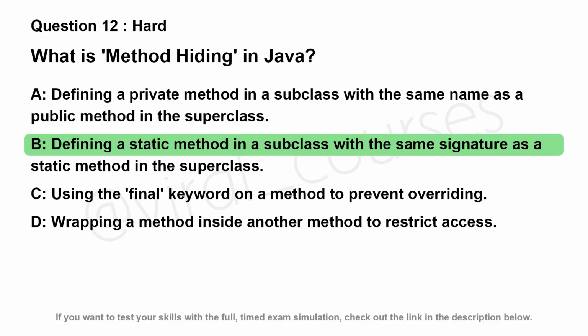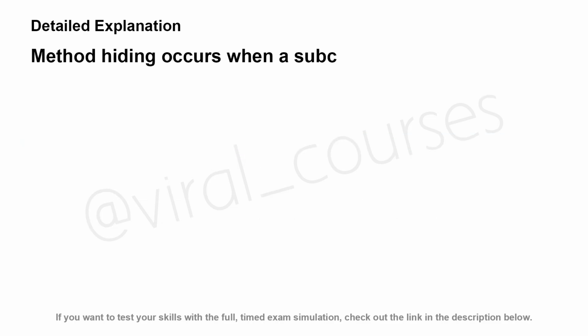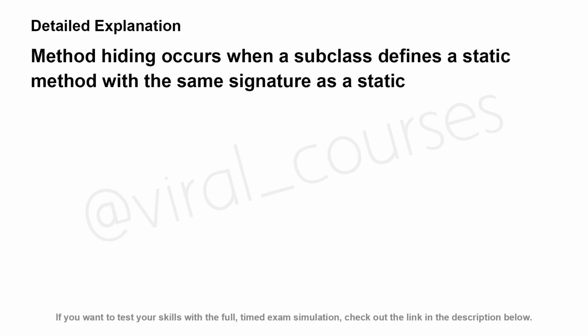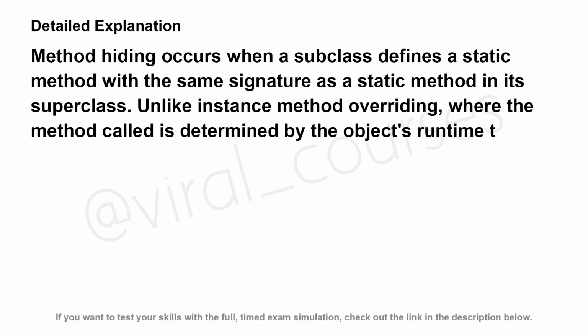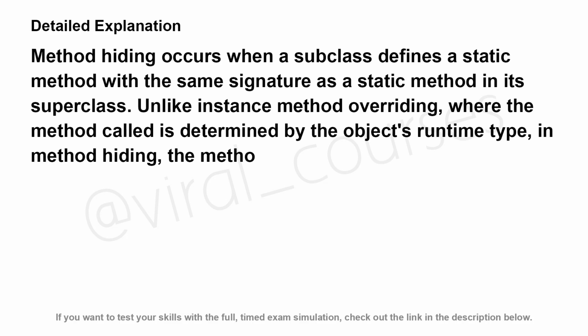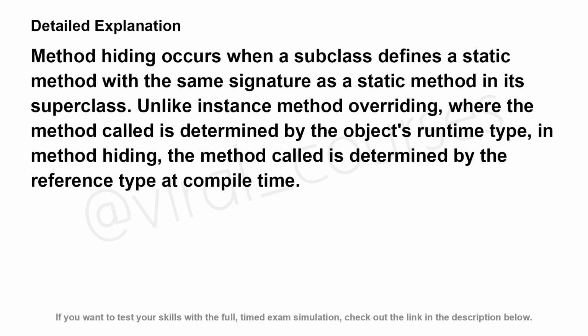The correct answer is B. Method hiding occurs when a subclass defines a static method with the same signature as a static method in its superclass. Unlike instance method overriding, where the method called is determined by the object's runtime type, in method hiding, the method called is determined by the reference type at compile time.